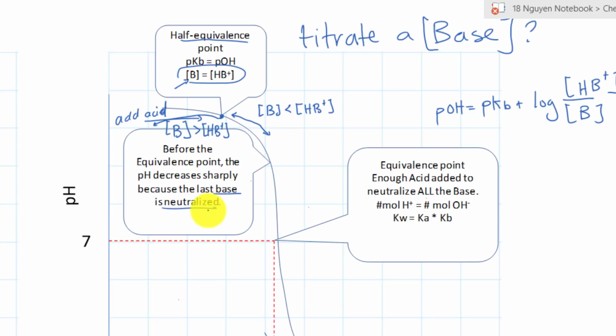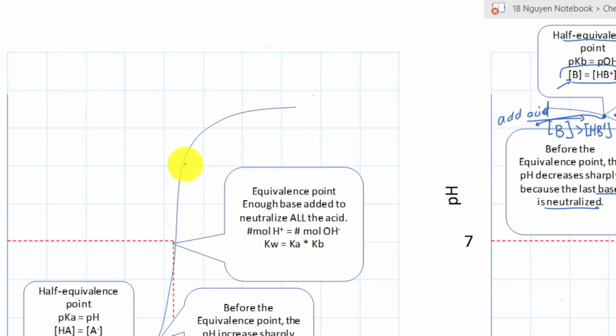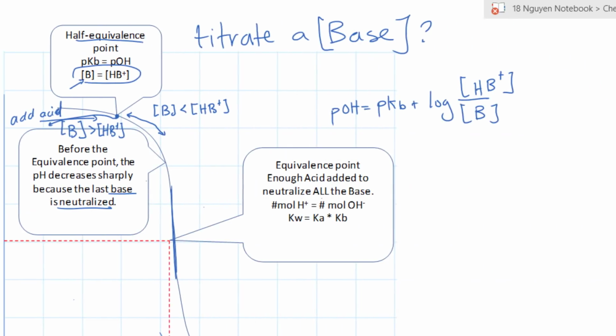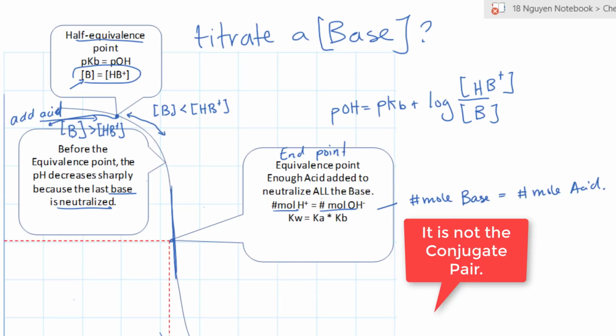So whatever you're adding now is going to be very acidic. And that's why you see that sharp and steep slope right there, because the last base is neutralized. Just like how over here we have that sharp increase because the last acid is neutralized, okay? And at this endpoint again, we have the moles of H plus equal to the moles of OH minus. Also, the number of moles of base is equal to the number of moles of acid right there. Isn't that nice? And this is happening in a chemical reaction.